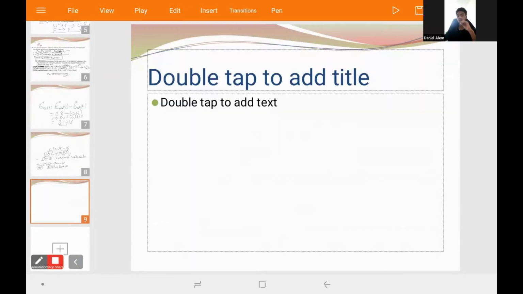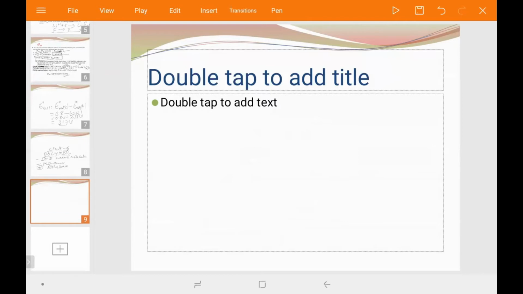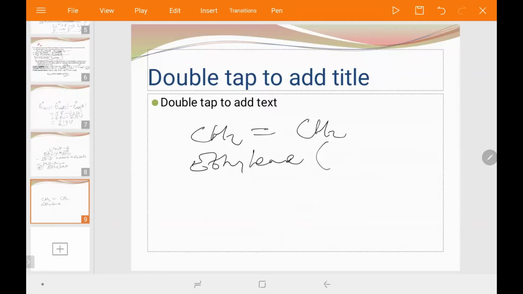Double. Double bond, nice. So how many carbons does ethylene have? Two. It means two carbons. It is CH2 double bond CH2. This is ethylene, which is the common name. Its IUPAC name is ethene. Yes, ethene is the IUPAC name, and ethylene is the common name.